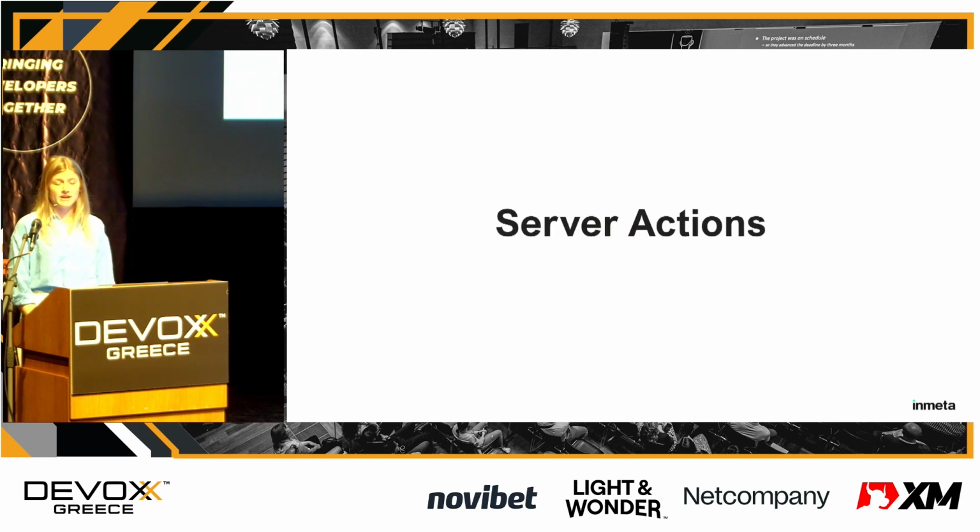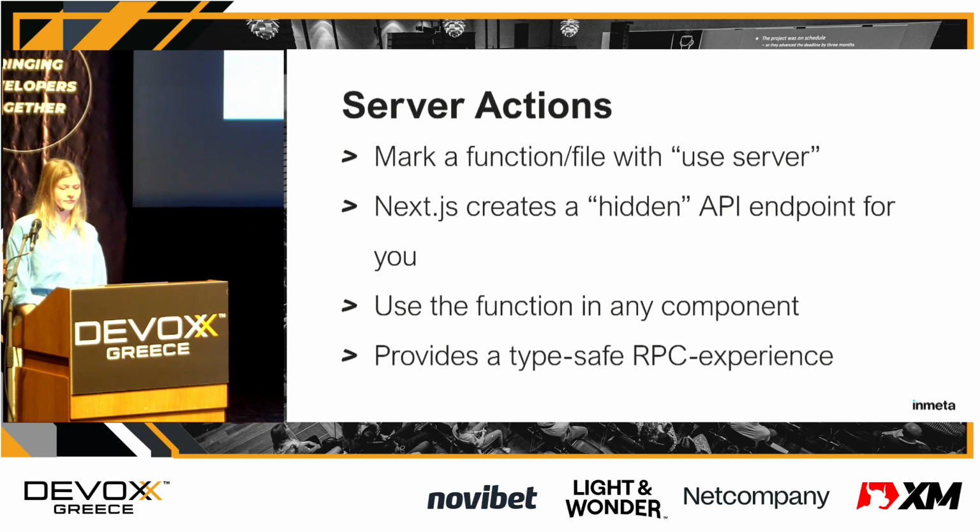So what about data mutation? I mentioned that you can create API endpoints like in the Pages router, but let's skip that for now and look at something way better called server actions. They just became stable with the release of Next 14, and they are the preferred way to mutate data. They kind of complete the whole React Server Component story.